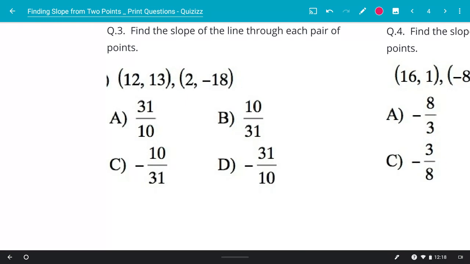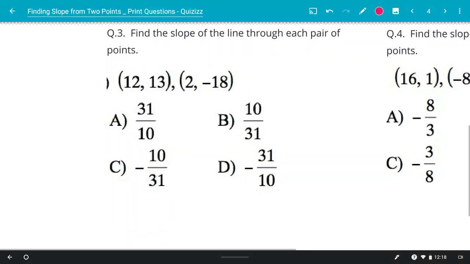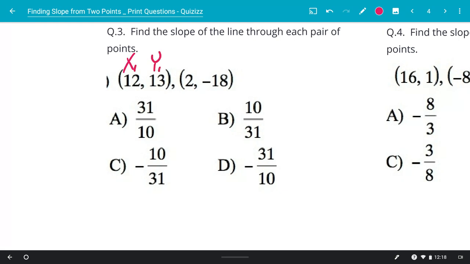But the reality is I'm going to be dealing with my y's first. It doesn't matter really what order you label them. I can label this x1, y1, x2, y2, or I could have labeled it x2, y2, x1, y1. It doesn't matter which way I label it. It just matters that I know that an ordered pair is my x-coordinate and my y-coordinate. As long as I do that, it's fine.